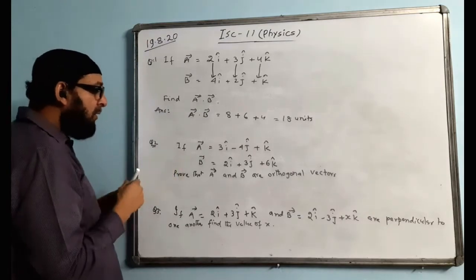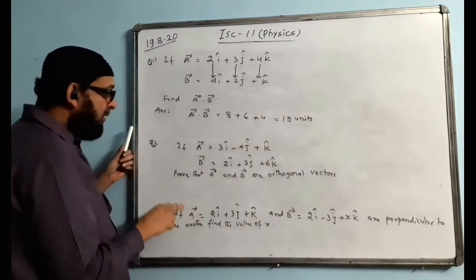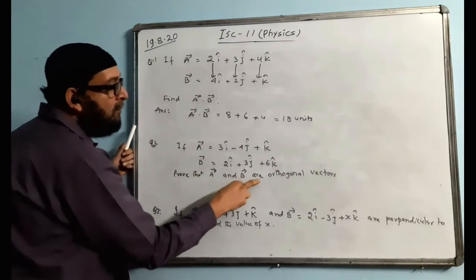Similarly, I have given another question here. If A equal to this, B equal to this, the question says prove that A and B are orthogonal vectors.